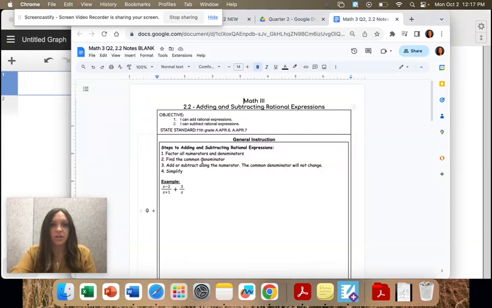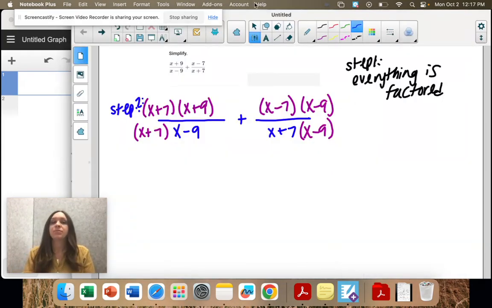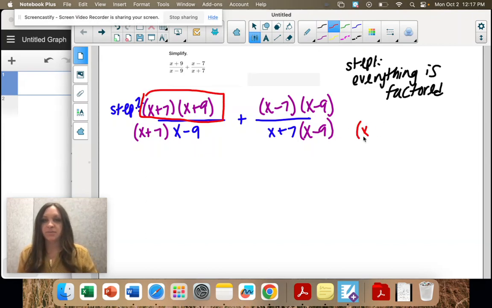And then we're going to add or subtract along that. So before we can add and subtract, we have to multiply all these. So I'm going to start with this one. X plus 7, x plus 9. I'm going to times this out.